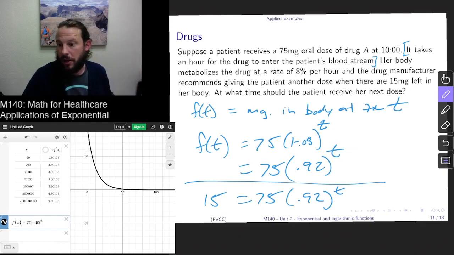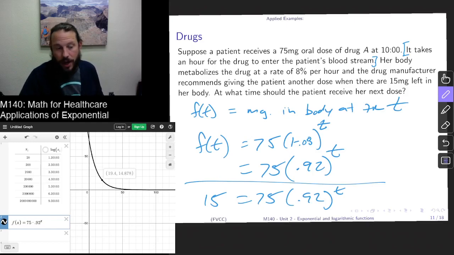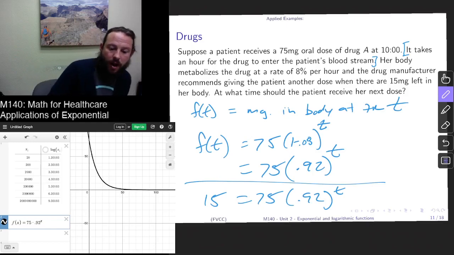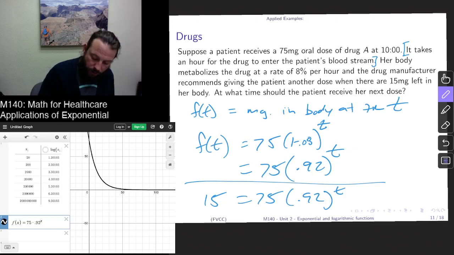We want to know when it gets to 15, which is a little tough to tell. Let's see. This is 10, 20, 30, 40, 50. So somewhere around here. So it looks like it should take somewhere about 19, 20 hours, right? That's guessing in a way, or using the graph. We could use our algebra now. We know how to solve this.